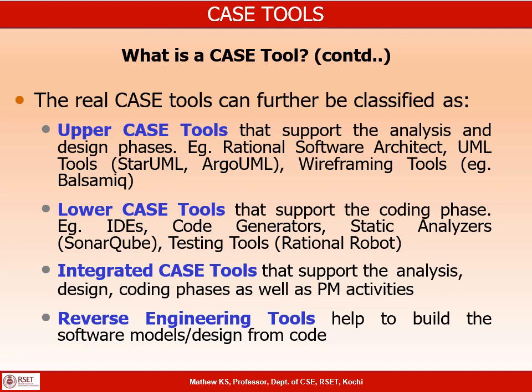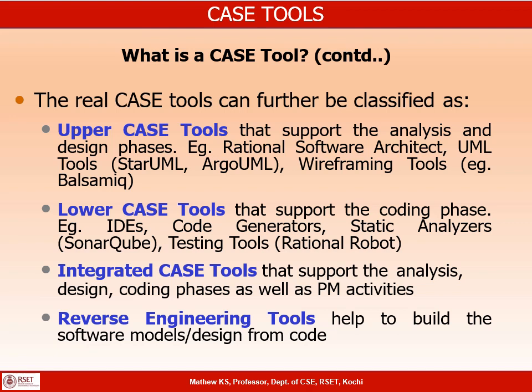The real CASE tools can further be classified into different categories. One classification is called upper CASE tools, which support the analysis and design phases, like Rational Software Architect, UML tools like StarUML, ArgoUML, and wireframing tools like Balsamiq. All these come under upper CASE tools, which help the team or the developer in doing the software requirement analysis and design phase activities. Those are called upper CASE tools.